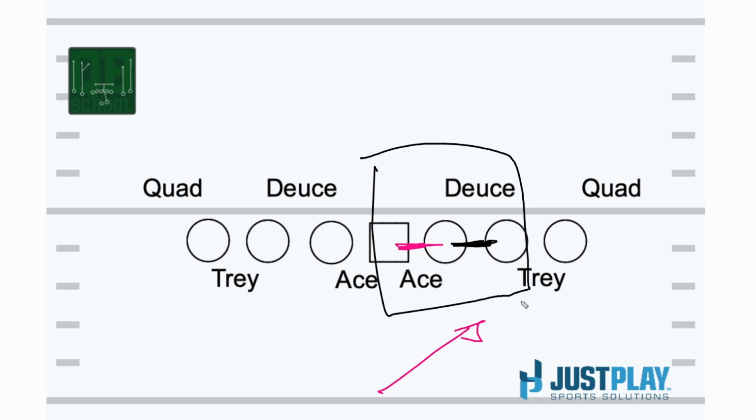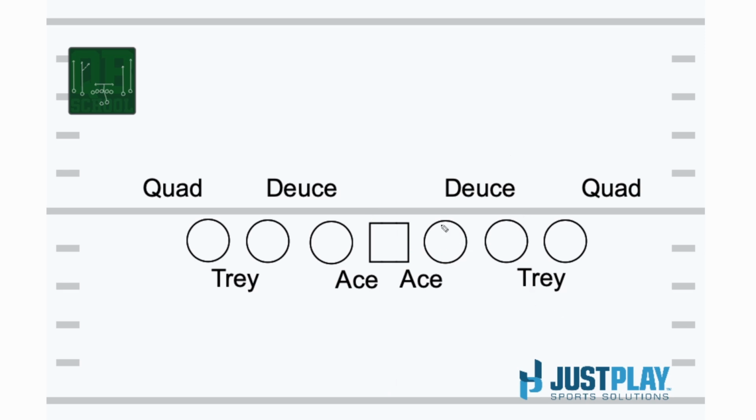Okay, we had different calls for different runs where we get into double teams out here in the C gap, which are tray, and if we had wing or bunch, it'd be a quad. But for us, for this video, we're talking about a lot of aces and a lot of deuces, and really more deuces than anything else.